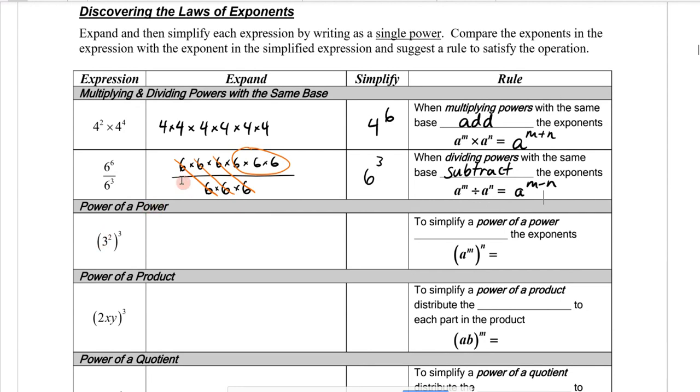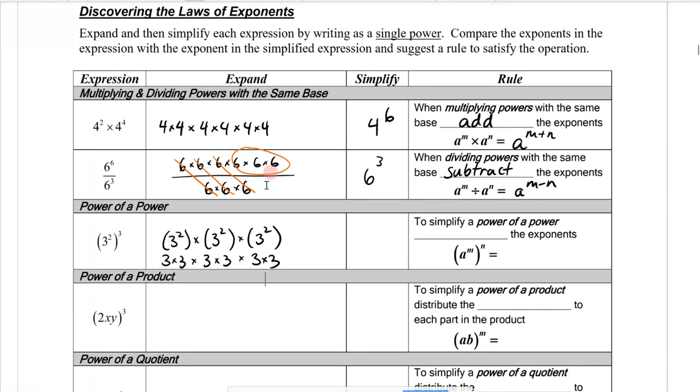Power to the power. So 3 squared, all raised to the power of 3, is 3 squared times 3 squared times 3 squared, right? Because they're all raised to the power of 3. But what's 3 squared? 3 squared is just 3 times 3. So 3 times 3 times 3 times 3 times 3 times 3.